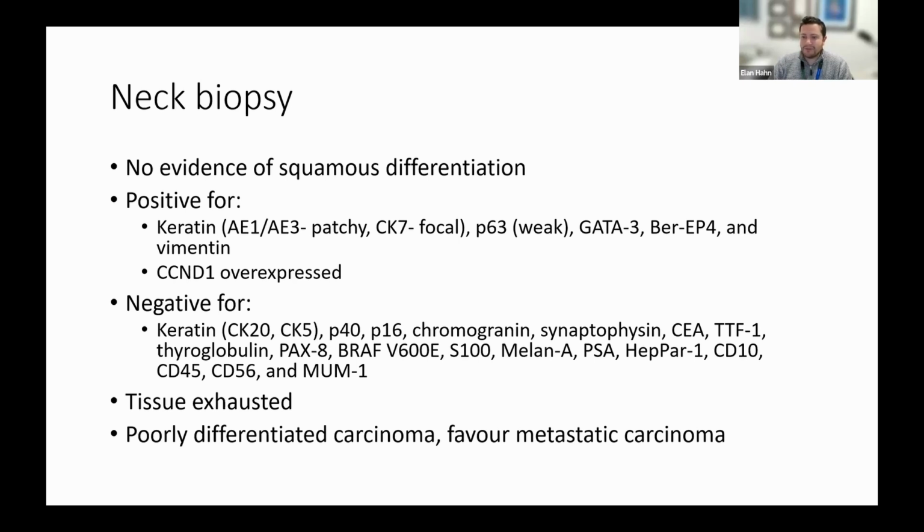GATA3 was positive, BER-EP4 and vimentin were positive, cyclin D1 was overexpressed. It was negative for other keratins, including the more specific high molecular weight keratin CK5 for squamous differentiation, same with P40 for squamous differentiation, and negative for pretty much everything else we threw at it, and we exhausted the tissue, so we had to conclude poorly differentiated carcinoma, favor metastatic carcinoma just because of its location in the neck and some other enlarged lymph nodes. But in the back of your mind is the possibility that it's a primary, maybe a skin adnexal primary, given the BER-EP4 positivity and basaloid look of it.